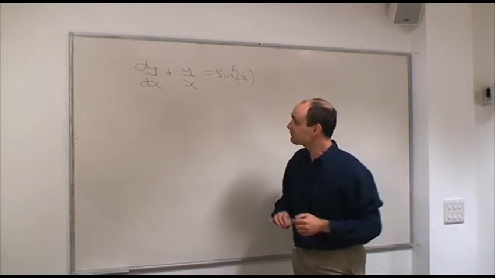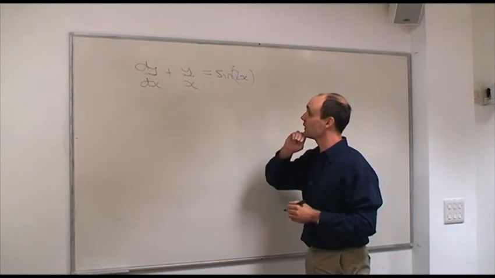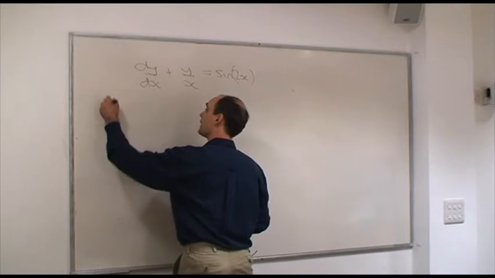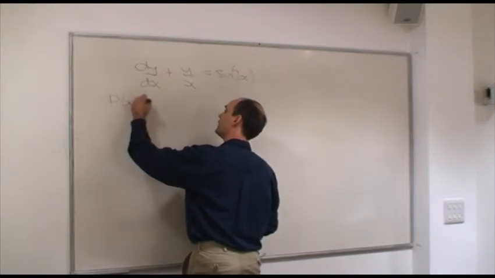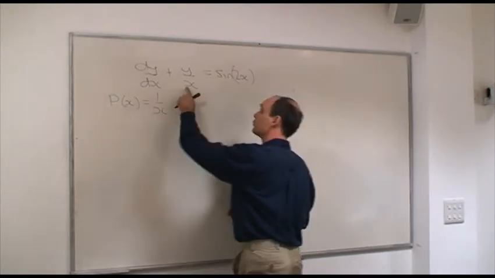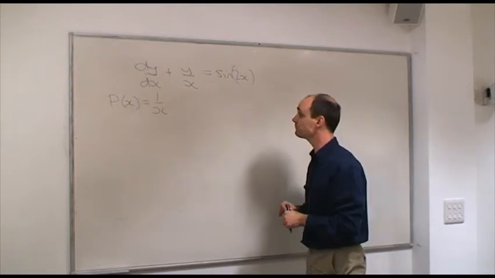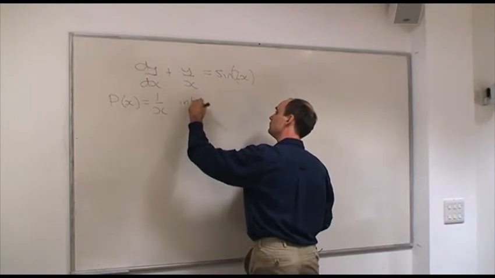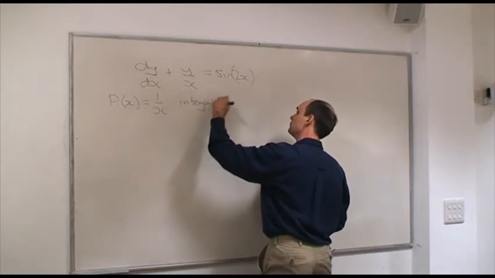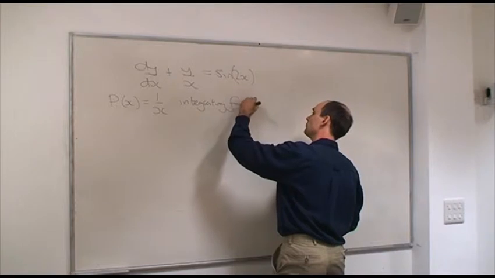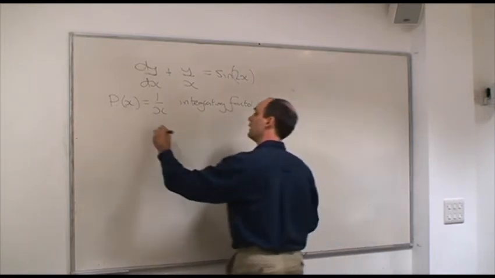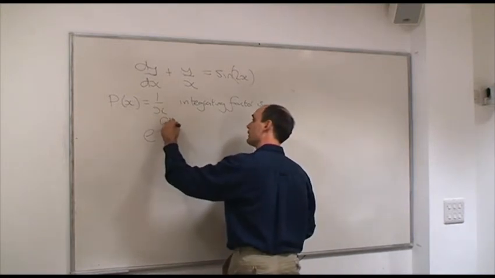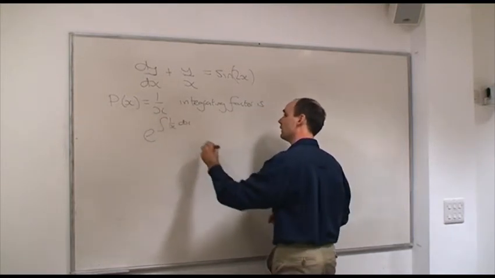Okay, so we look at this equation, we say, well, that's a linear first order differential equation, and we can identify our p of x here as being 1 over x. It's what's multiplying the y. Okay, so our integrating factor then is e to the integral of p of x dx. That's the integral of 1 over x dx.